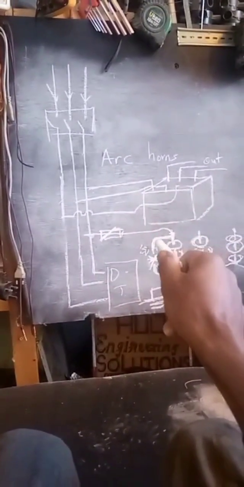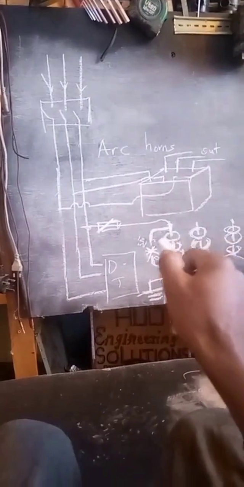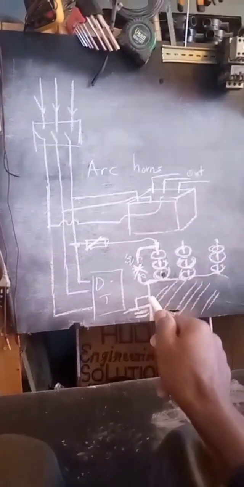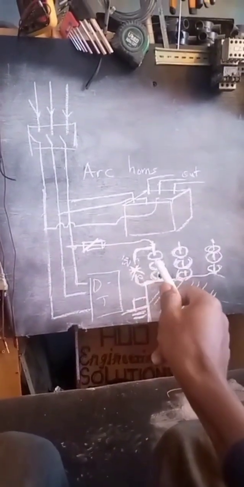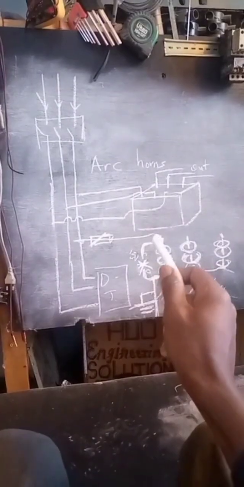So we have said these arc horns here are the ones that we primarily use for our primary surge protection. So always be aware that these are not just iron rods or something like that. These are very important rods.